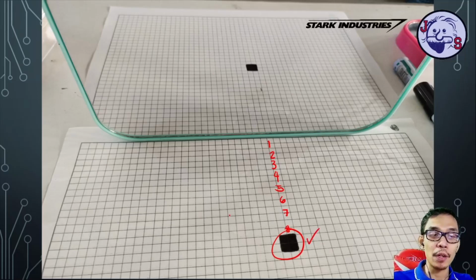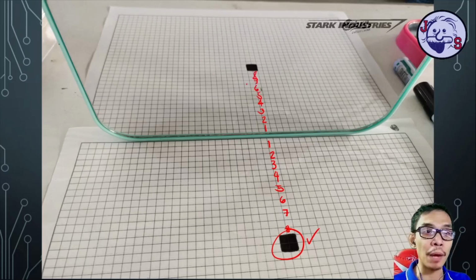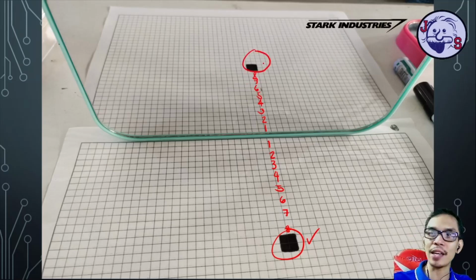Now let's take a look if really the image distance is equal to the object distance in the plane mirror. Let's count: 1, 2, 3, 4, 5, 6, 7, 8. So there are 8 blocks as well before you reach the dotted part of this graphing paper. So really, the object distance is equal to the image distance in the plane mirror.